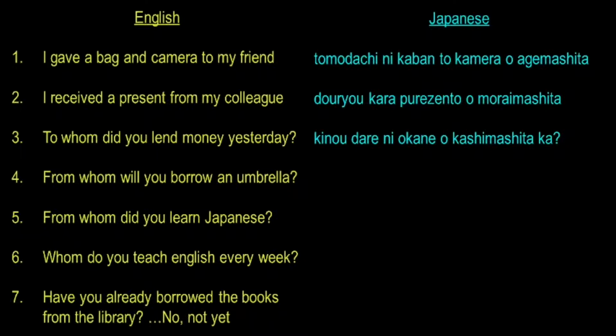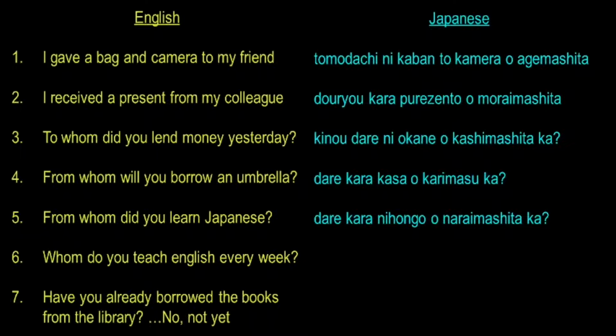Let us go to the fourth sentence. From whom is dare kara, umbrella is kasa, and borrow is karimasu. So the translation will be Dare kara kasa o karimasu ka? Let us go to the fifth sentence. From whom is dare kara? Japanese is nihongo, and learn is naraimasu. So the translation will be Dare kara nihongo o naraimashita ka?